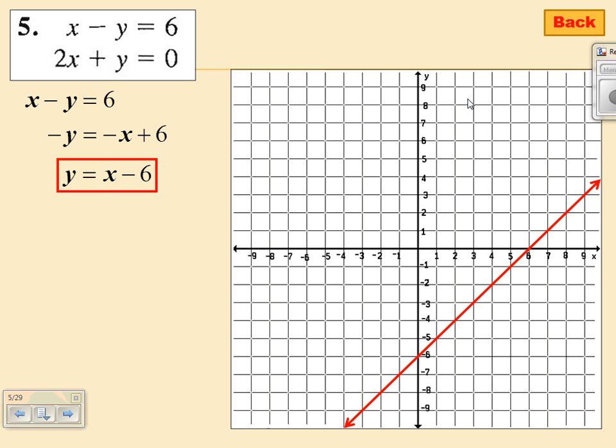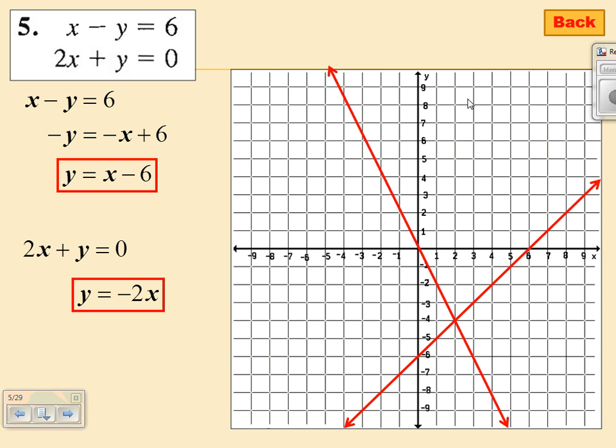For the second one, it's a little easier to get to slope-intercept form because all I have to do is subtract 2x from both sides. And I get y equals negative 2x, and it gives me this line. So where do both lines intersect? They intersect at (2, negative 4).